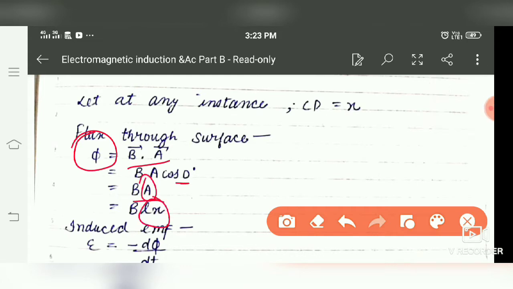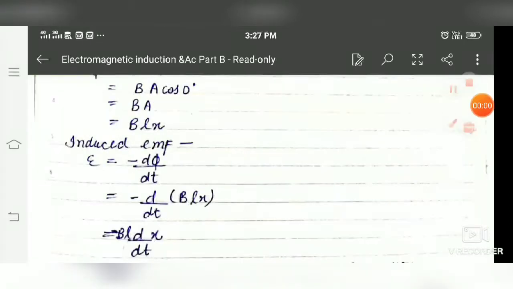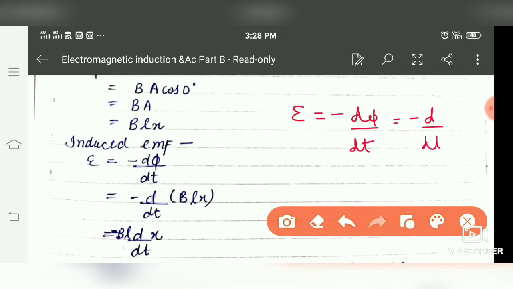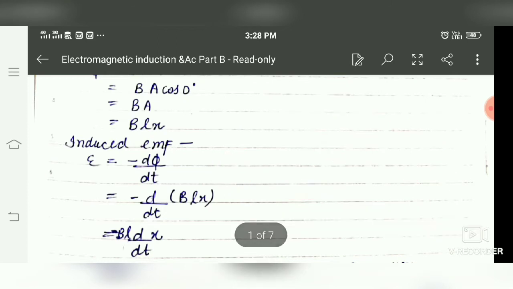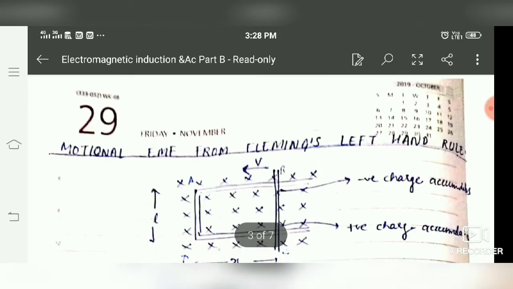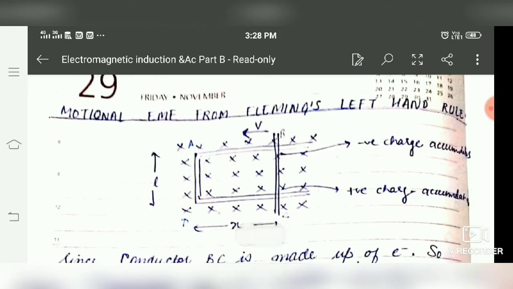length into X. So if we have to find the induced EMF, EMF is equal to minus d phi by dt. So phi is what? This is equal to minus d by dt of BLX, where B and L are constant but X is varying. So taking B and L out, dx by dt is what? Velocity. So we get induced EMF equal to minus BLV. So this is the induced EMF in terms of velocity. So this is BLV.